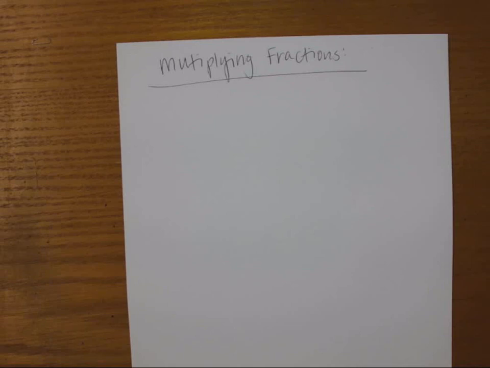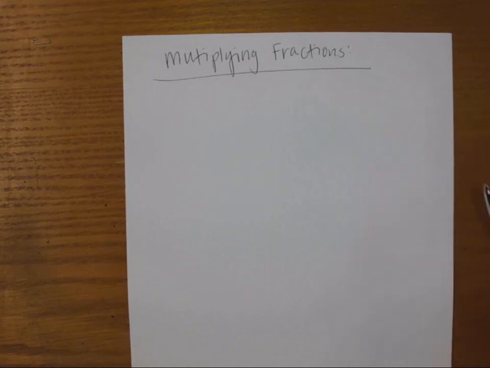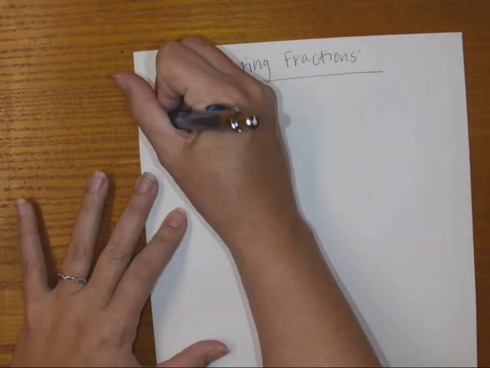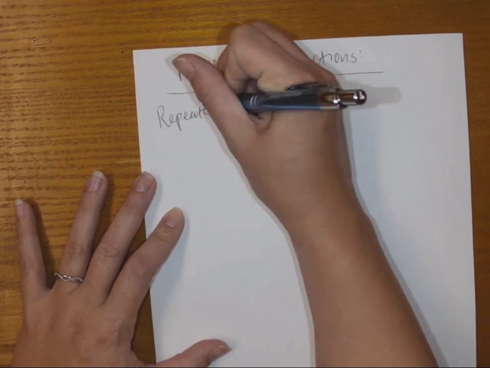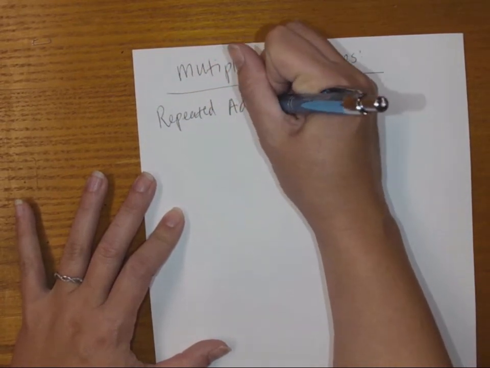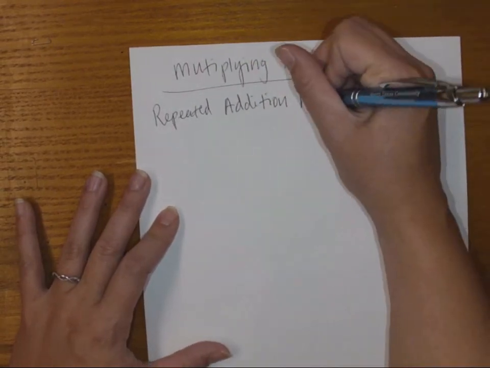Okay, in this video we are going to talk about multiplying and dividing fractions. So, talking about multiplying and dividing fractions, we're going to go back to multiplying and dividing whole numbers, and we're going to think through the different models we had for multiplying and dividing whole numbers. And the first model we talked about was repeated addition. So that's the first thing we're going to do with multiplying fractions, using the repeated addition model.